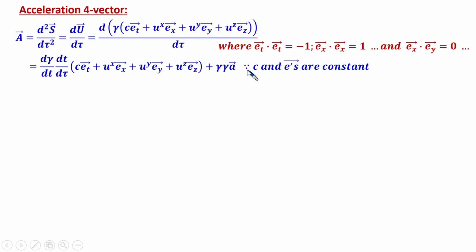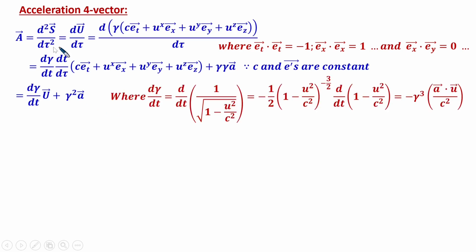It's very simple. So here I have written that the derivative with respect to c, this one is 0 because c and the e's are constant. Now if you simplify this, dt/dτ, as I said, is gamma. So gamma times this quantity, see the previous slide, that is nothing but the 4-velocity vector plus this gamma squared times this acceleration a. And this acceleration is a 3-dimensional acceleration, not the same.